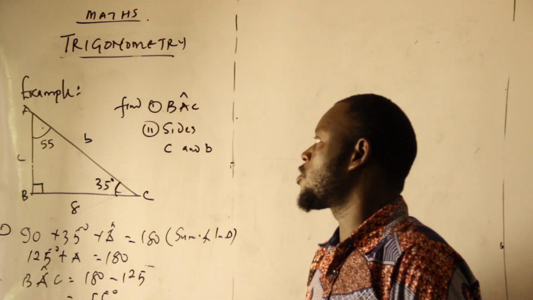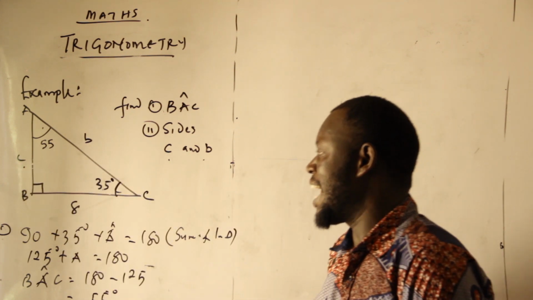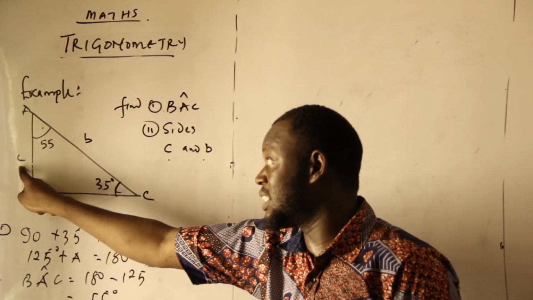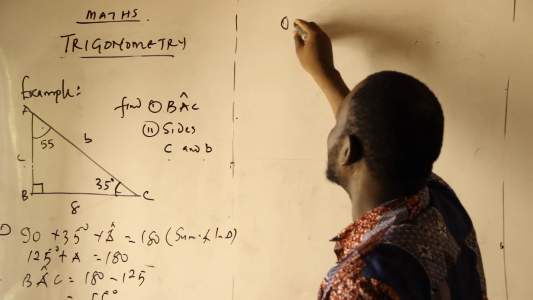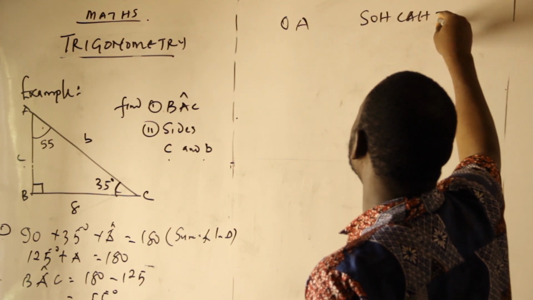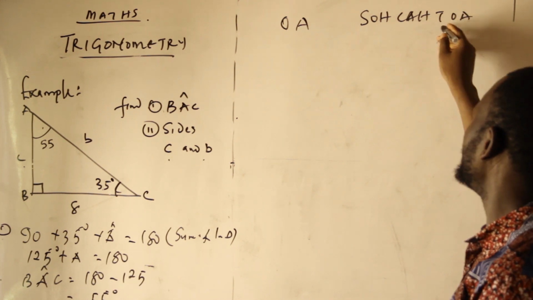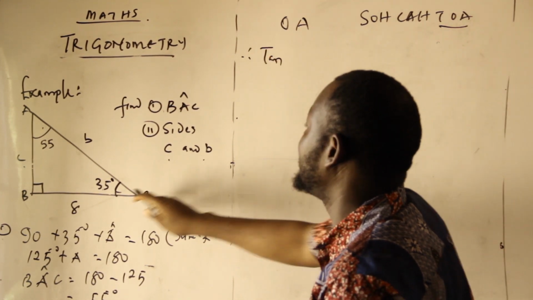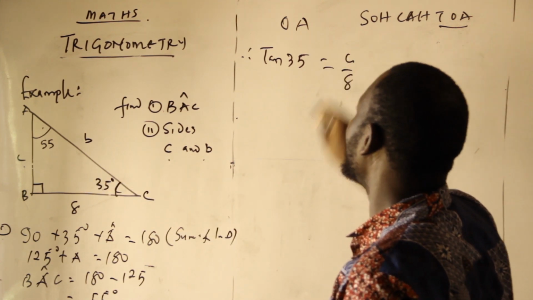So we move to the second problem, that is c and b now. We are solving for this c. So this is our opposite and this is our adjacent. So I have opposite and adjacent. Writing SOH CAH TOA on the board here, you ask yourself which one is OA. We know this one is OA, that is tangent. Therefore we have tangent of 35 degrees is equal to c over 8.